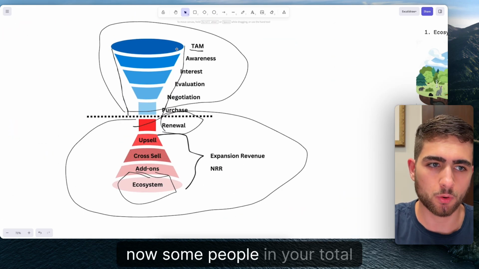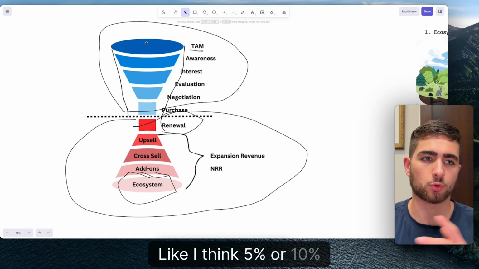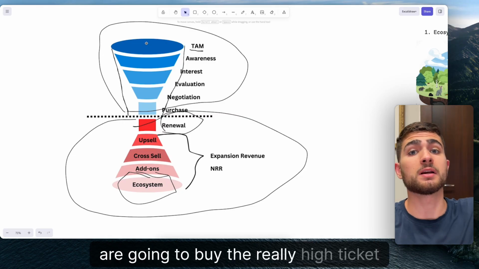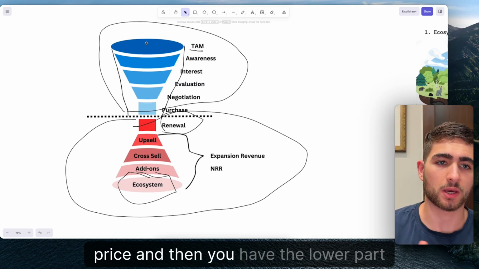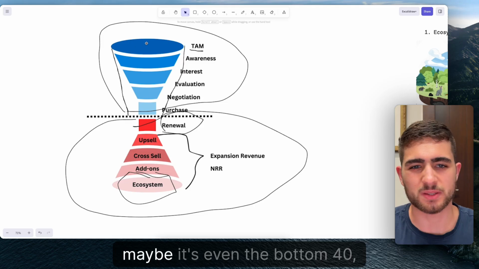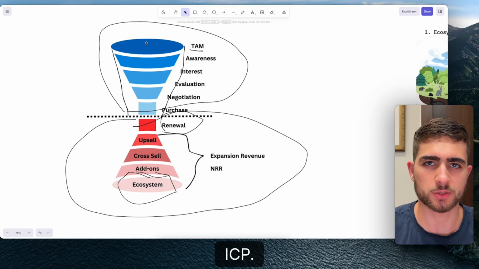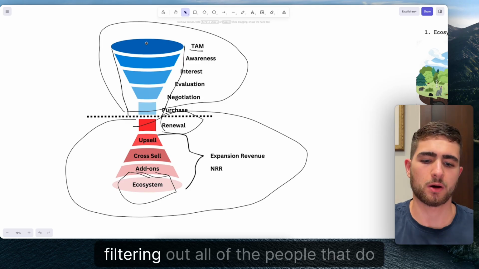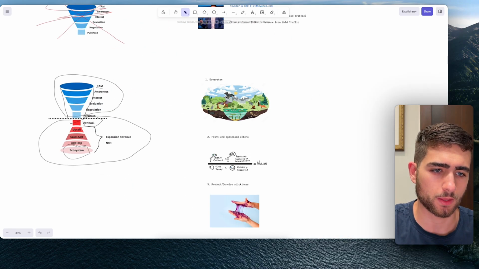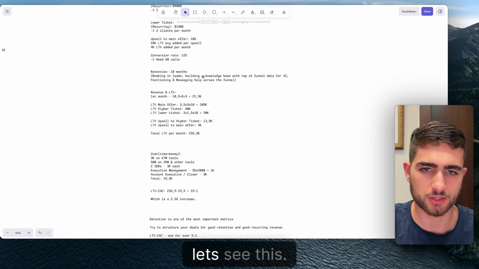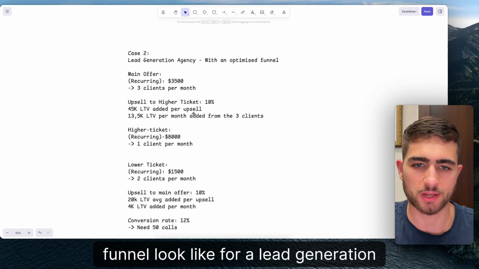Some people in your total addressable market are going to buy at 1 price. Like, I think 5% or 10% are going to buy the really high ticket stuff. The middle is going to buy the middle price. And then you have the lower part, which could even be the bottom 40, 50%. It depends on how you exactly create your ICP, because in your ICP, you should be filtering out all of the people that do not necessarily have the budget for your solution as well. All right, so let's see this. How does an optimized funnel look for a lead generation agency?